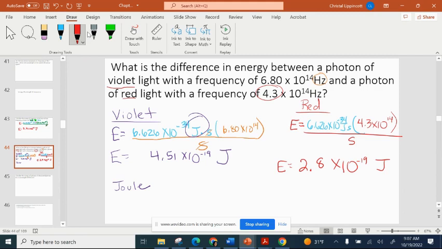Oh, yeah, she's right. We subtract because we want the difference. So we're going to take this guy minus 2.8 times 10 to the negative 19 joules. And the difference then should be... I ended up with 1.7 times 10 to the negative 19th, and that would be joules.